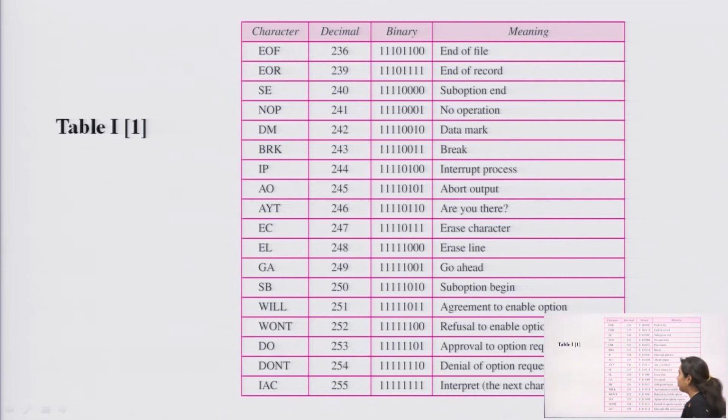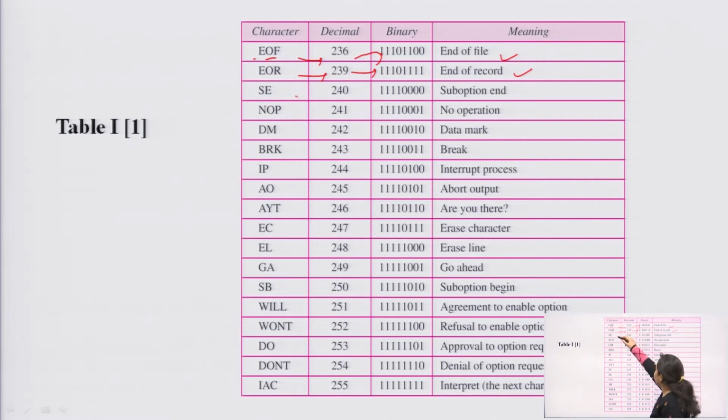Now, this is the table showing the different characters, with the decimal equivalent of each character shown here, then converted from decimal to binary, and this is the full form of these characters. Like this is end of file, which means whatever information I am transmitting, I have to first signify to the receiver where this particular file has started and where it has ended. Another is end of record.